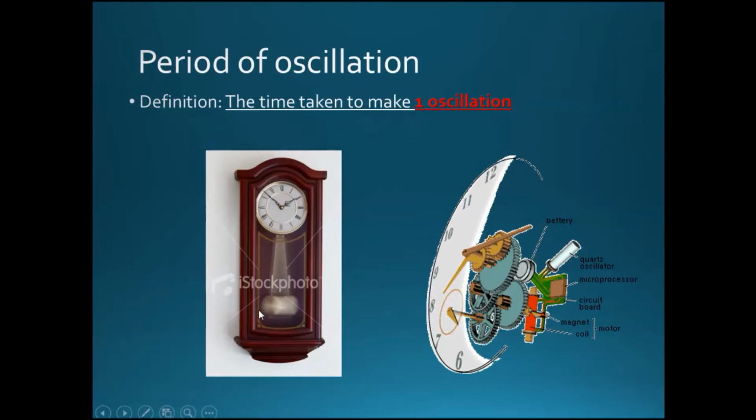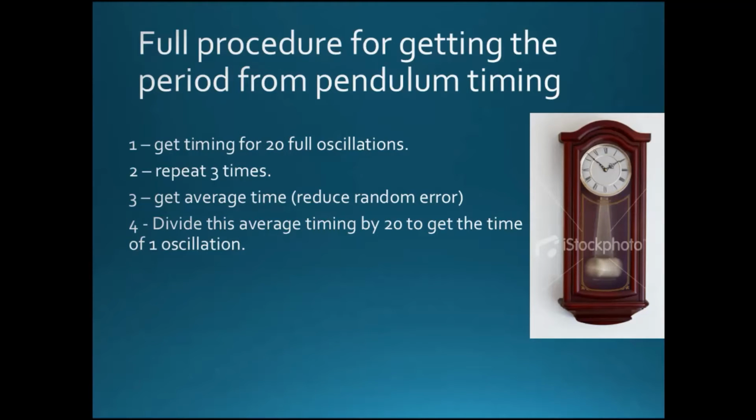People who don't know how to do it properly will say, "Oh, I just time the pendulum going from one side to the other side and then back, and that's how I get it." This is completely wrong. Now I'm going to tell you the full procedure for getting the period from a pendulum timing. Let's say you are asked to find the period of a pendulum. You don't just time it going from left to left. This is very, very inaccurate. What do we do to increase the accuracy of this timing?